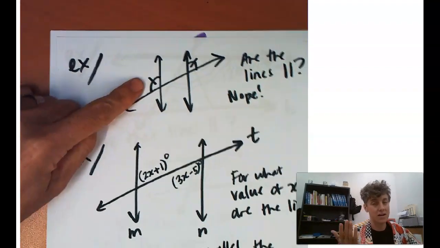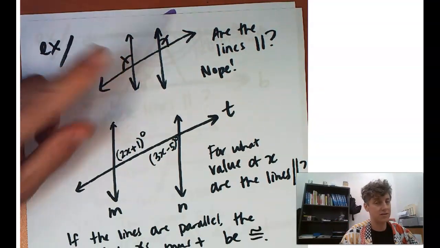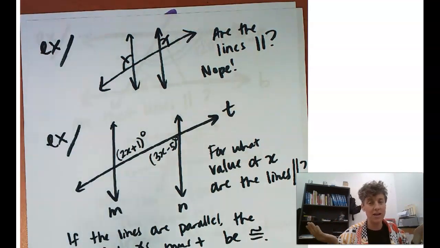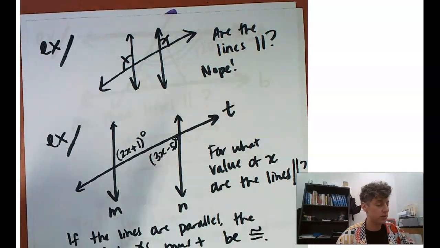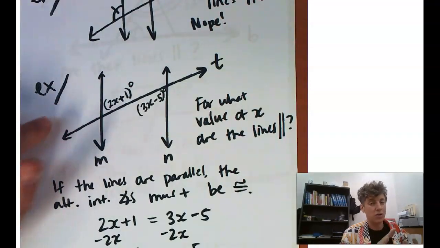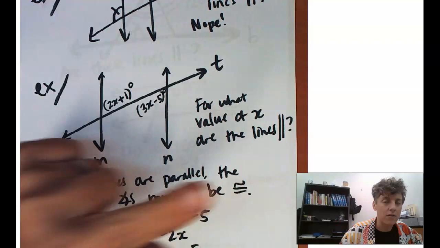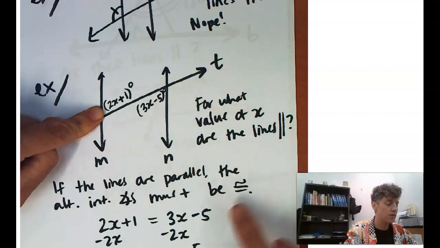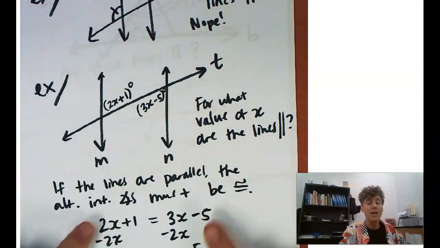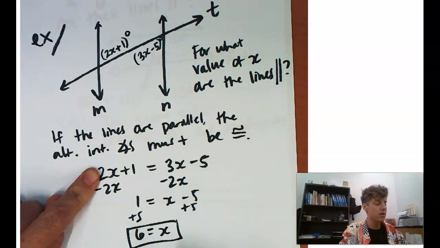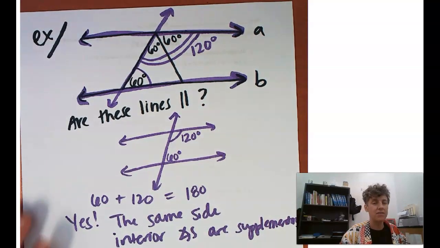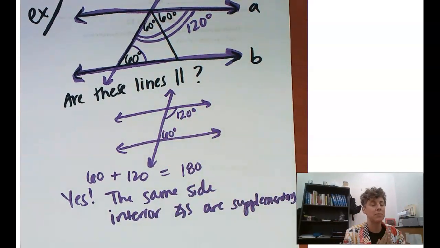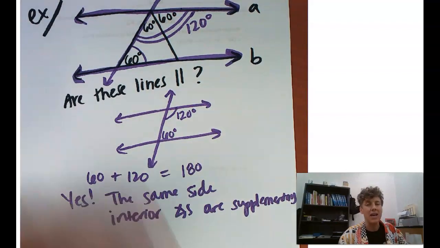These ones are just nonsensical angles. They are same side exterior angles, which is not one of our pairs, not something we have information about. So no, those lines were not parallel. And then we had a little algebraic example. For what value of x were the lines parallel? Well, these were alternate interior angles, and if the lines are parallel, the alternate interior angles must be congruent, so we set them equal to each other and solved. And finally, we used the fact that we had some same side interior angles that were supplementary to prove that lines A and B are parallel.